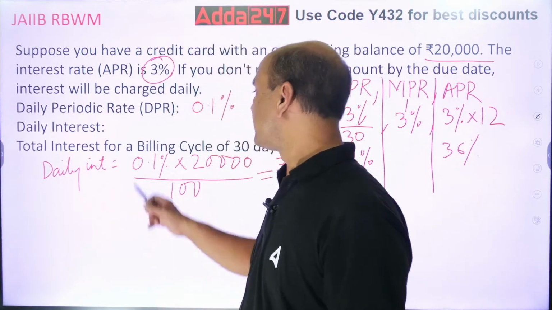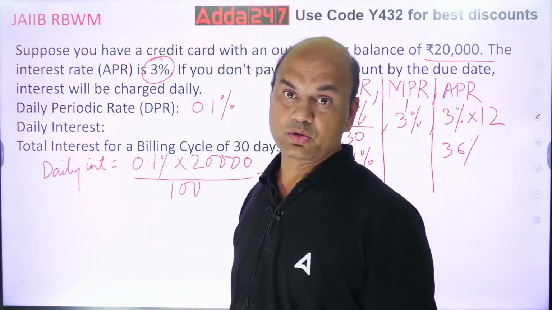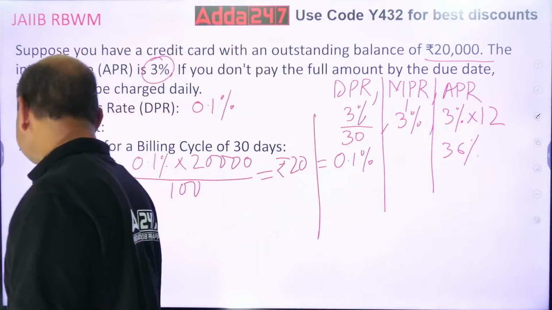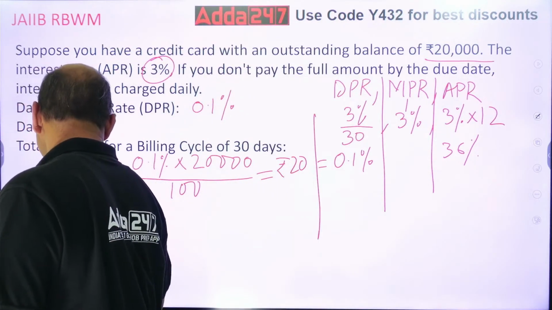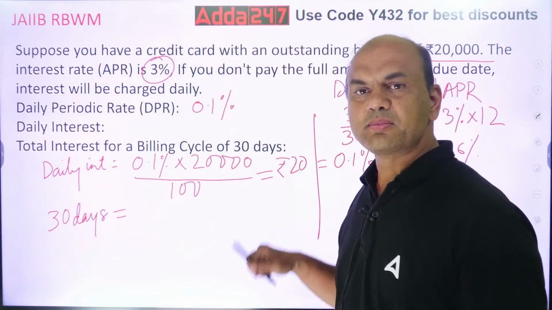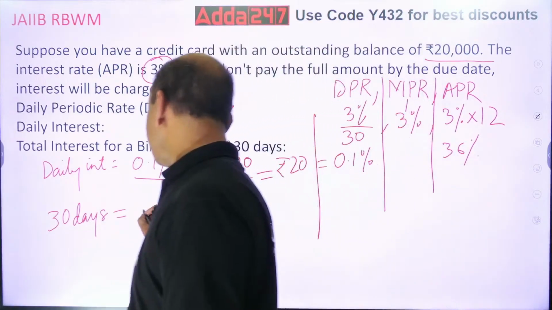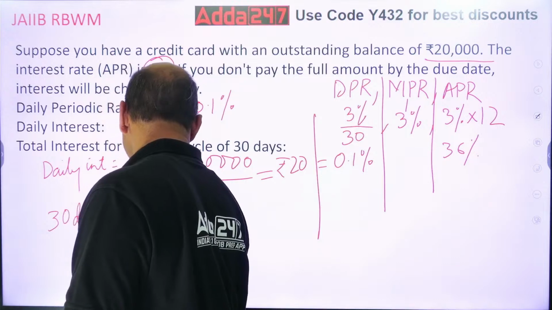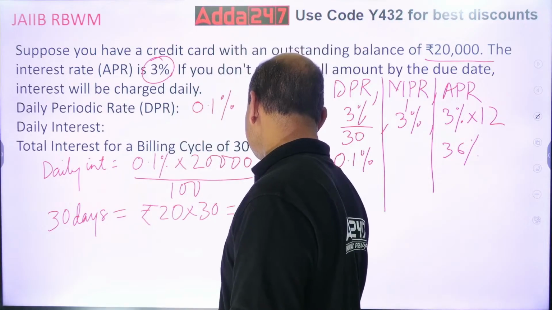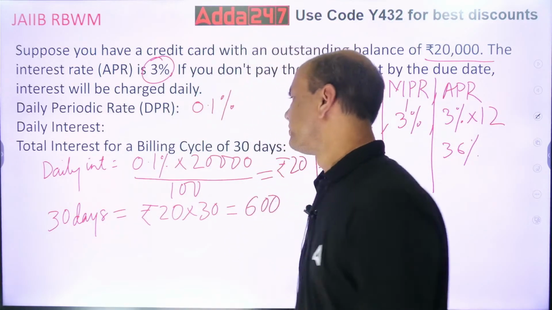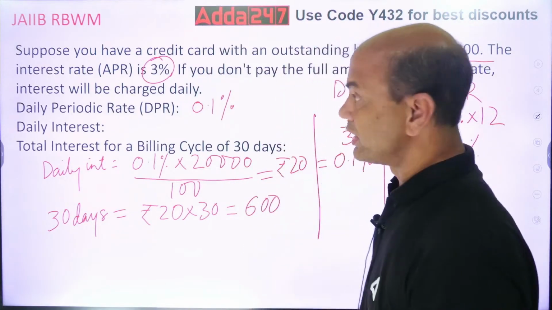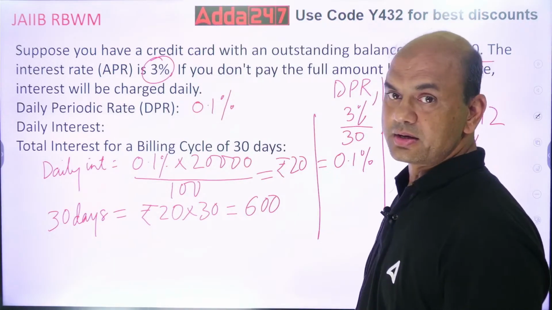Total interest for the billing cycle of 30 days. So now total 30 days interest. Whatever you are getting as a daily interest, just multiply it with 30. So rupees 20 into 30, that is equal to what? 3 into 6, 600. So this is your total interest for the billing cycle of 30 days. Okay? Got it? Clear this numerical?